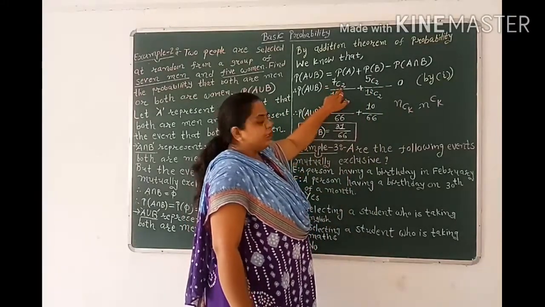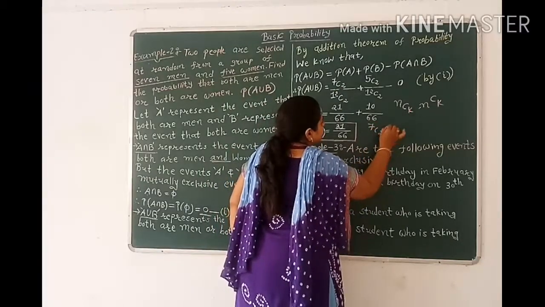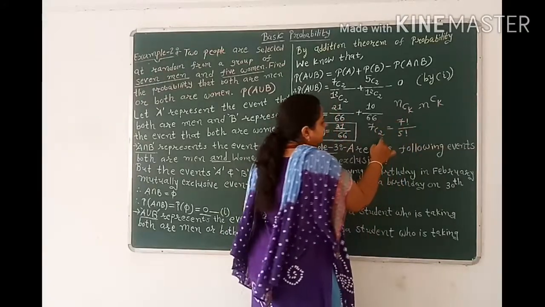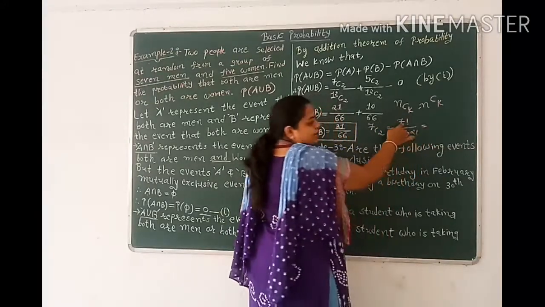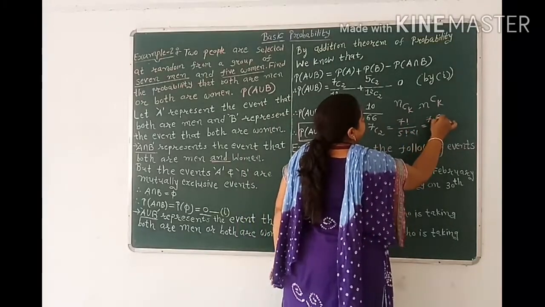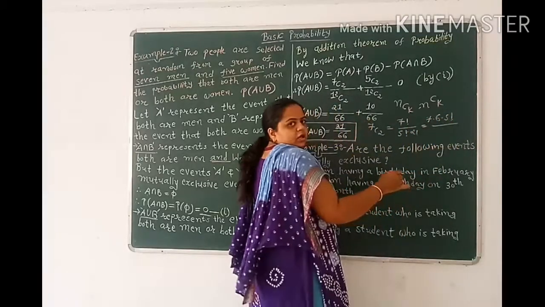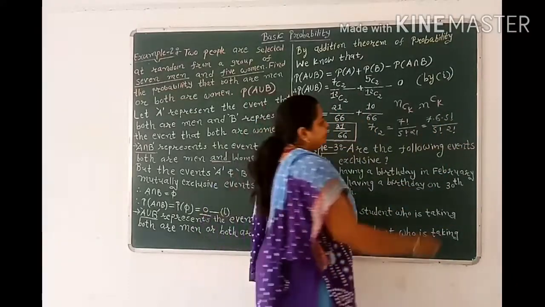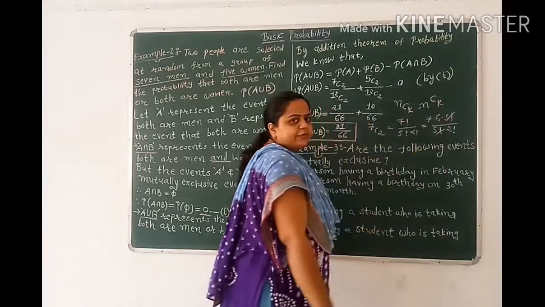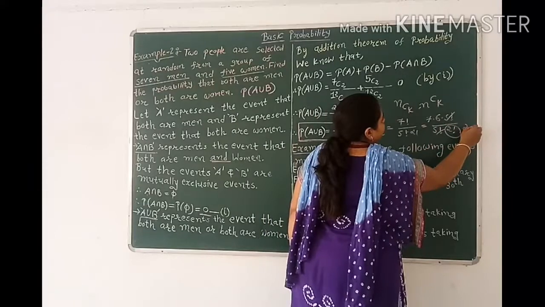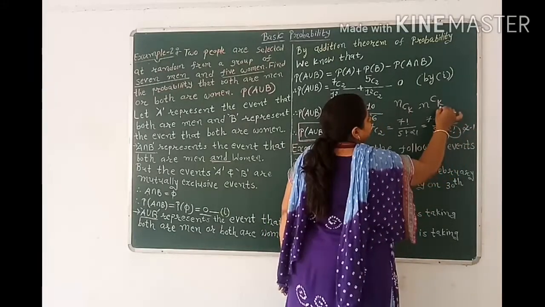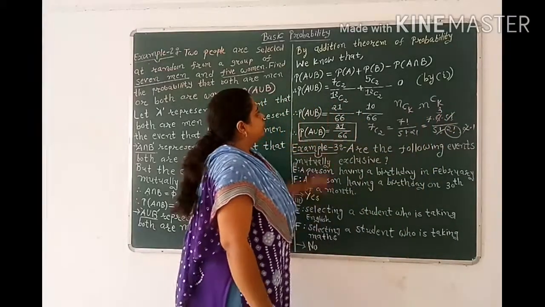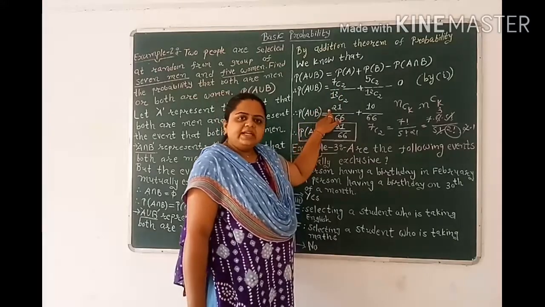Otherwise, 7C2, that is 7 factorial over (7 minus 2) factorial, that is 5 factorial, into 2 factorial. 7 factorial, that is 7 into 6 into 5 factorial over 5 factorial into 2 factorial as it is. So 5 factorial cancels out. 2 factorial is 2 into 1. So 2 cancels out, we have 3. Therefore 7 into 3 equals 21. So 7C2 equals 21.